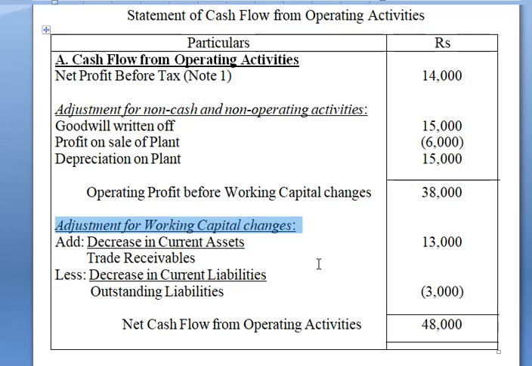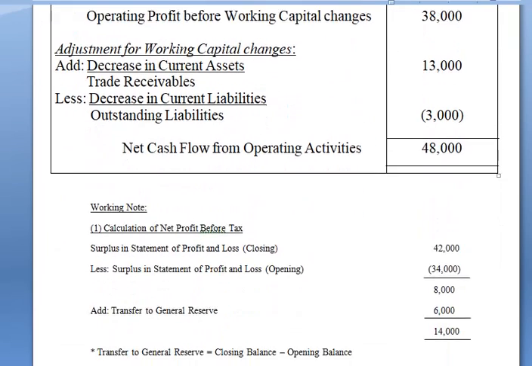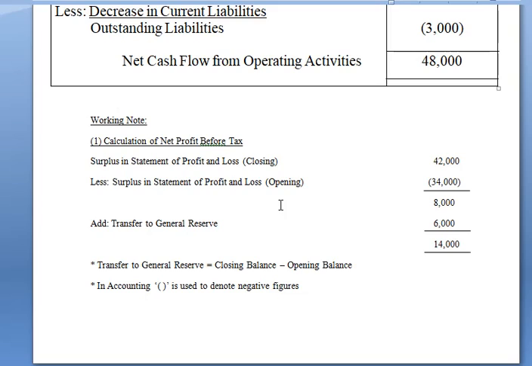First of all, you have to write net profit before tax. After writing cash flow from operating activities, you have to write net profit before tax. So in note 1 you have to mention how you are getting this 14,000. So how do we get this 14,000?